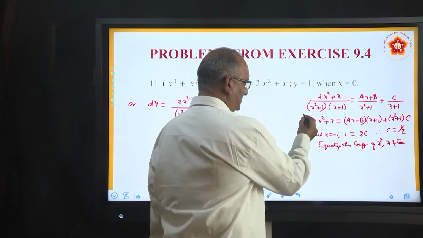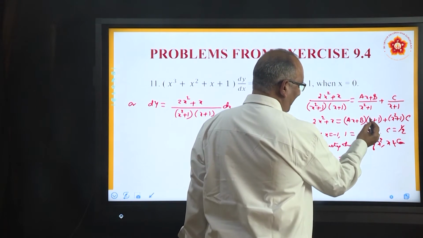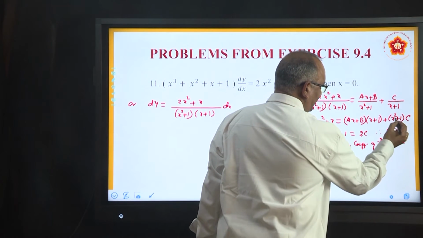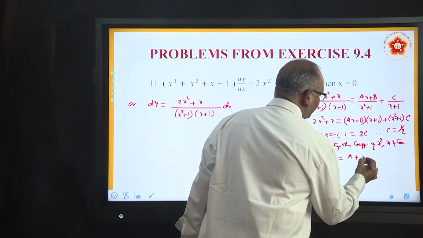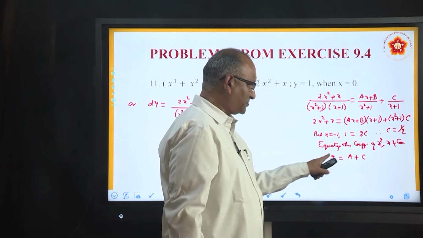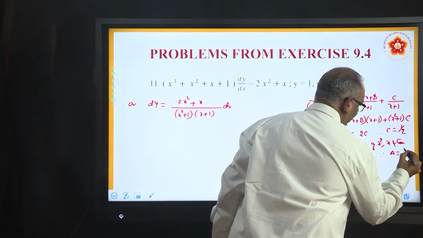Both sides, whatever is the coefficient, what is the highest degree term? X square. So, what is it here? It is 2 in the left side. Right side, ax square into a will give you x square. So, it is a, cx square. So, plus c. Since you already found out c equal to half, if you substitute, you will get a equal to 3 by 2.